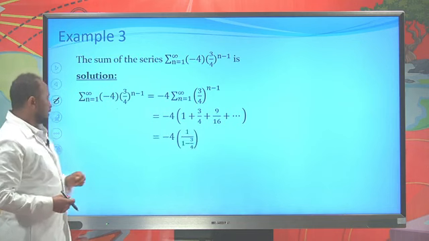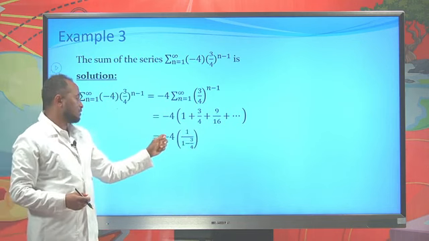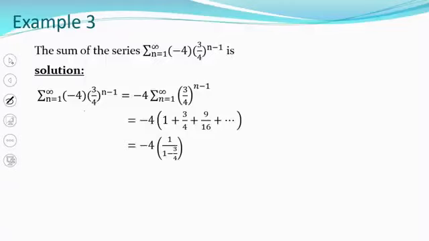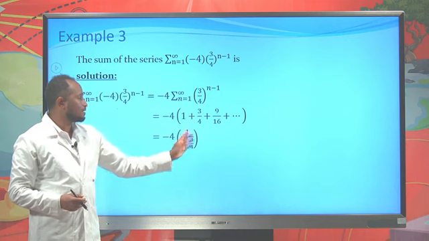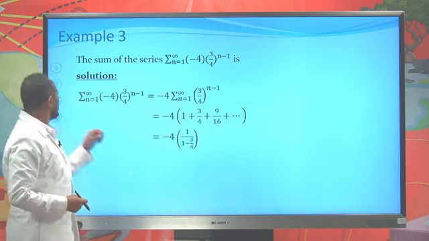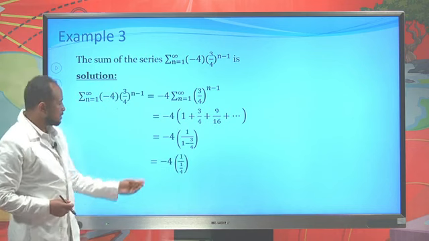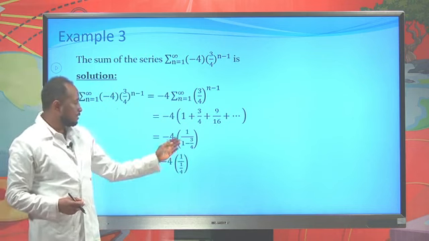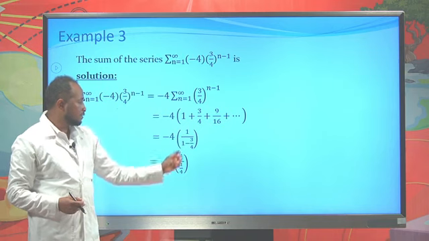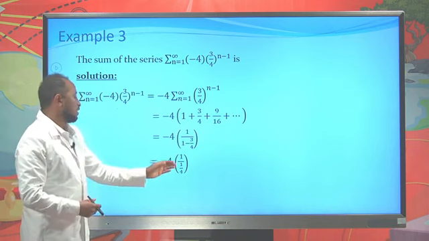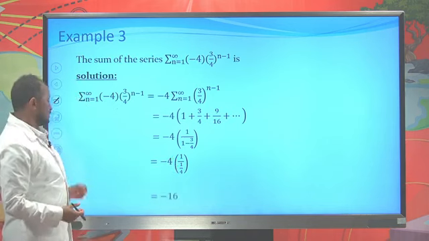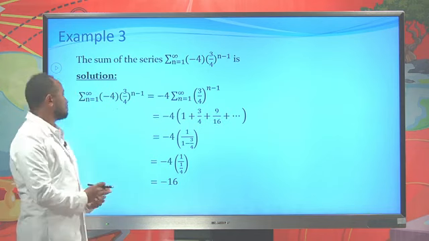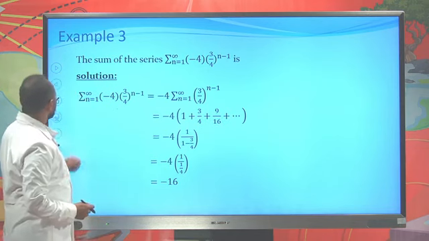So the answer will be negative 4 times the infinite sum, which is given by g1 over 1 minus r. So g1 is 1, over 1 minus r, which is 3/4. Now simplifying this, this is equal to negative 4 times 1 over 1/4. Taking the reciprocal and multiplying by negative 4, you get negative 16. The answer is negative 16. Let's continue to the other example.